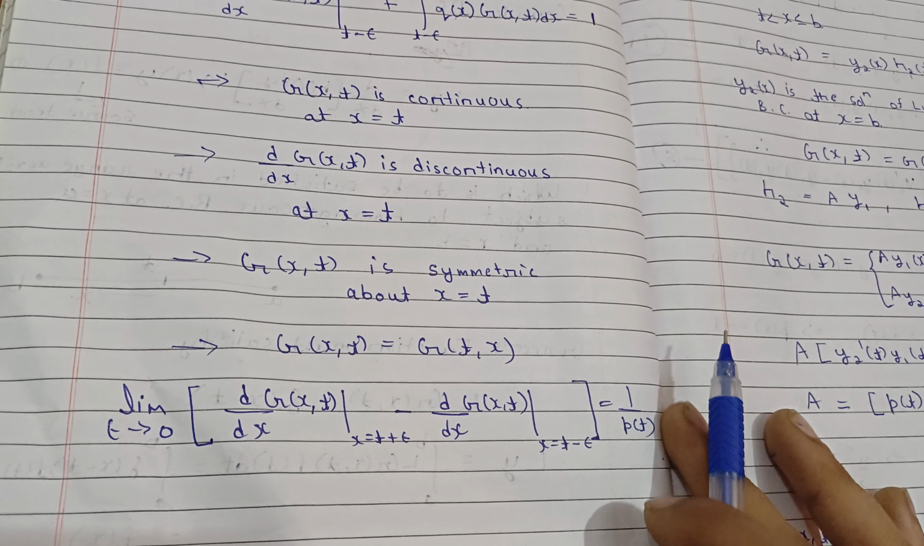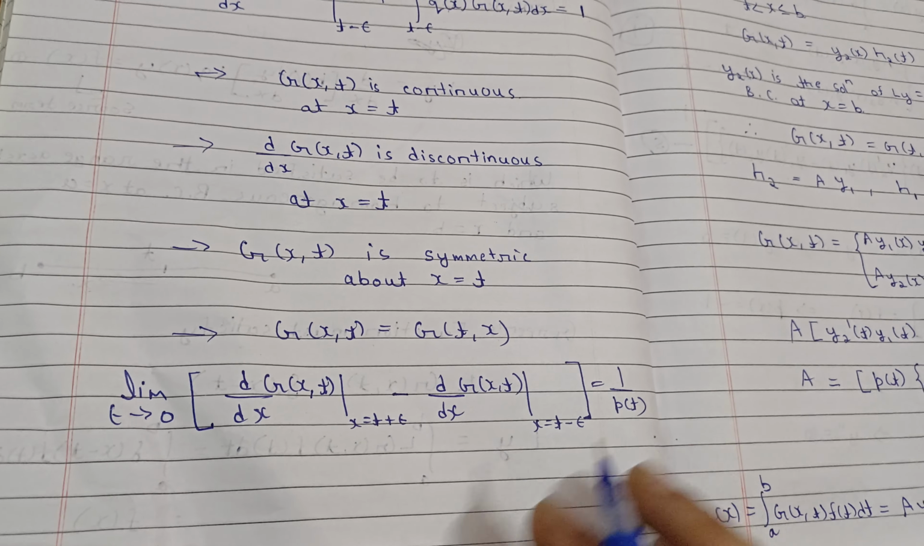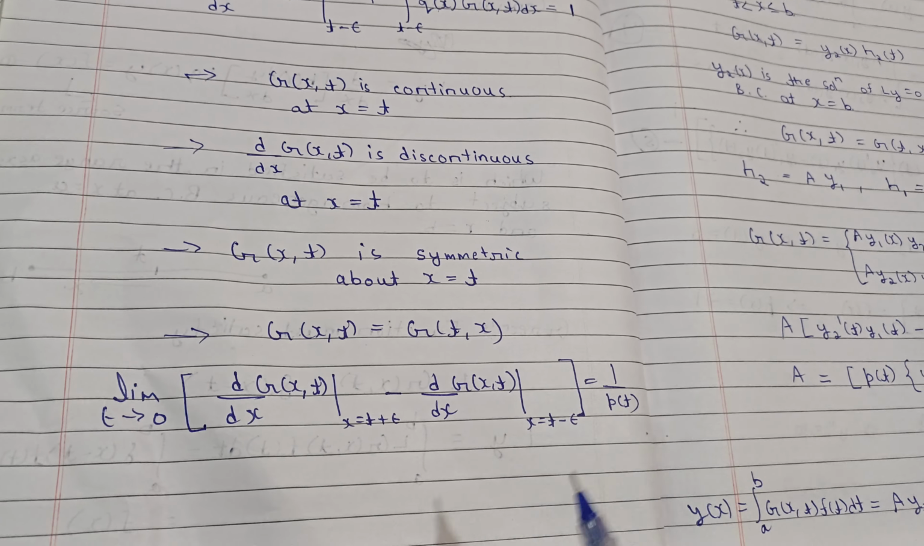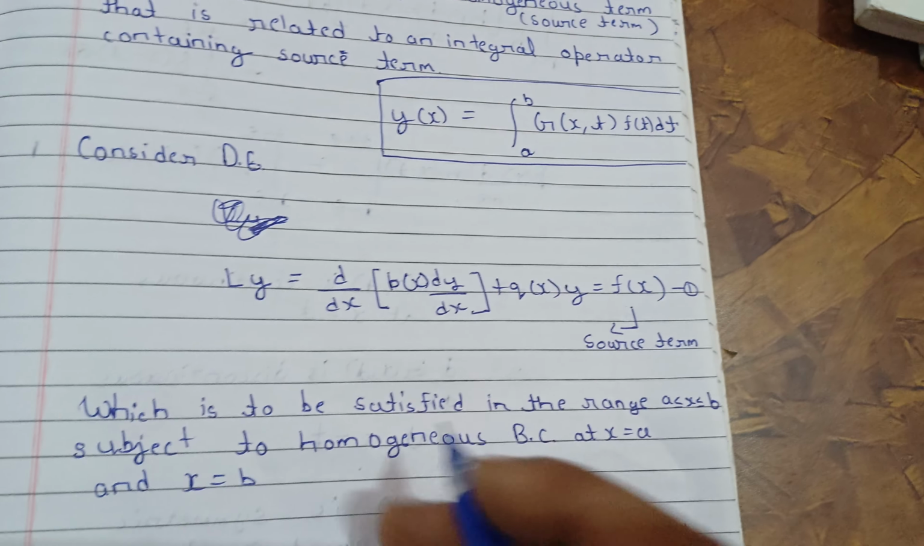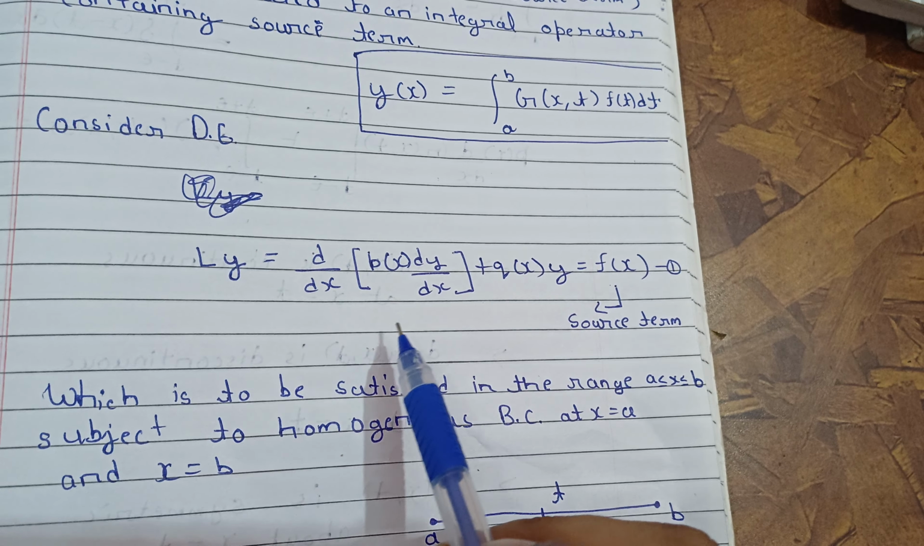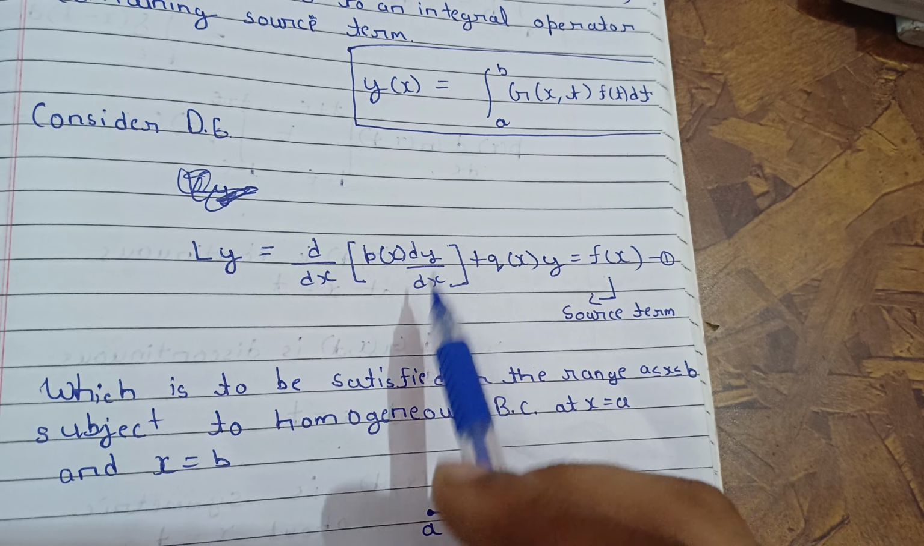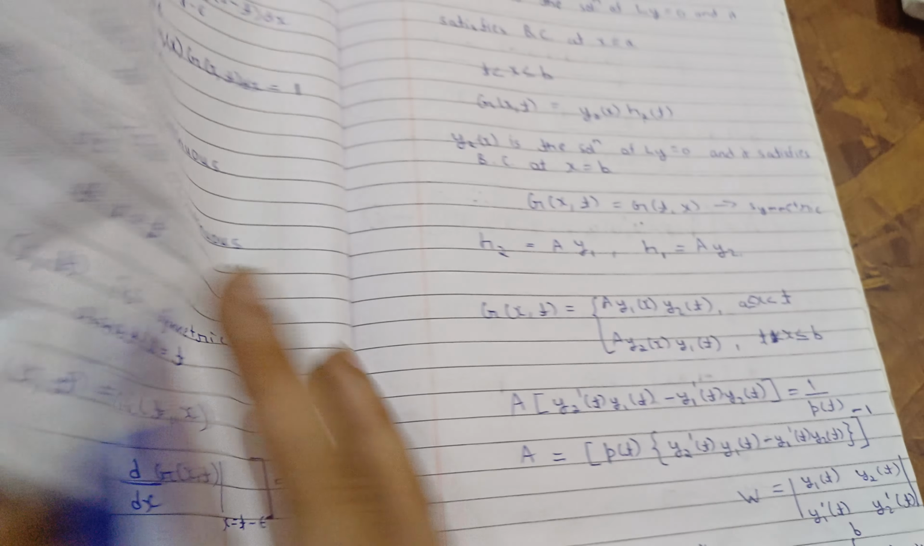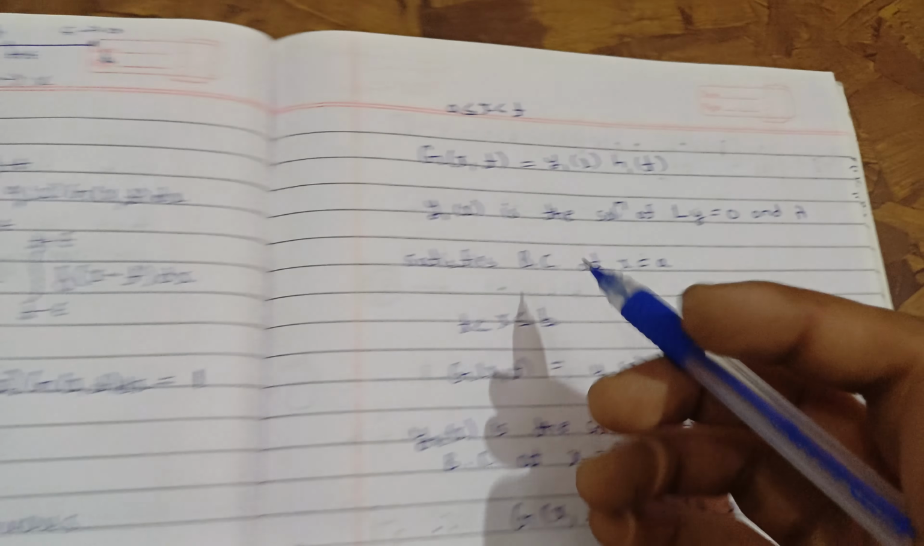Now we need to find the solution, meaning to find the Green's function. How can we find it? First, you have this equation, and by putting f(x) equal to 0, you can solve this homogeneous differential equation. Let's say we have two different solutions, y1(x) and y2(x). These two solutions will be used here.